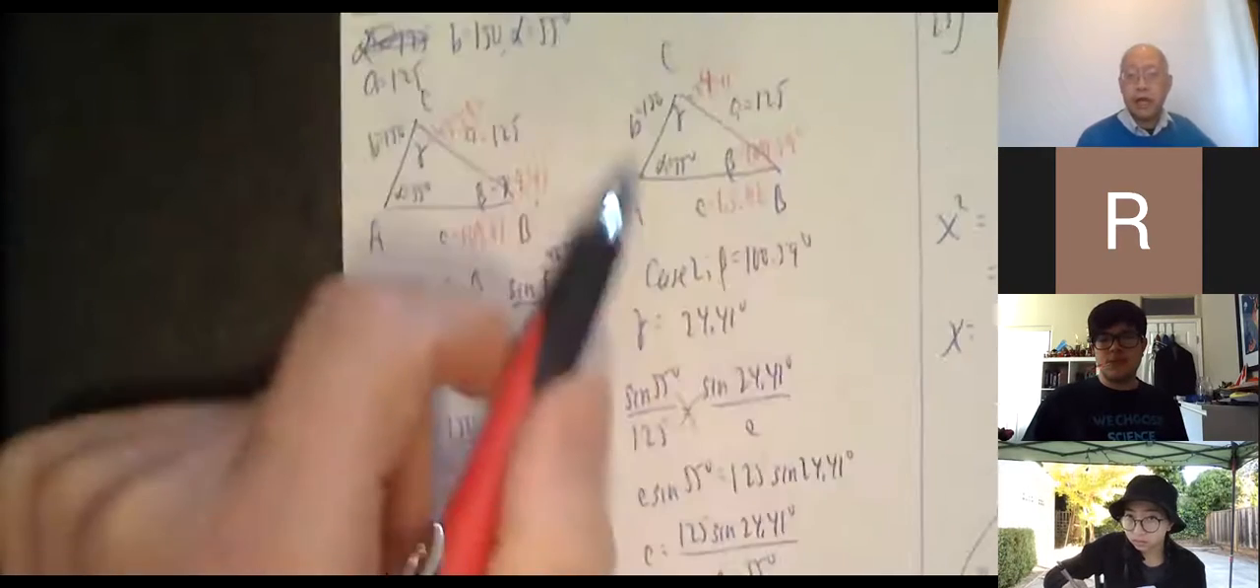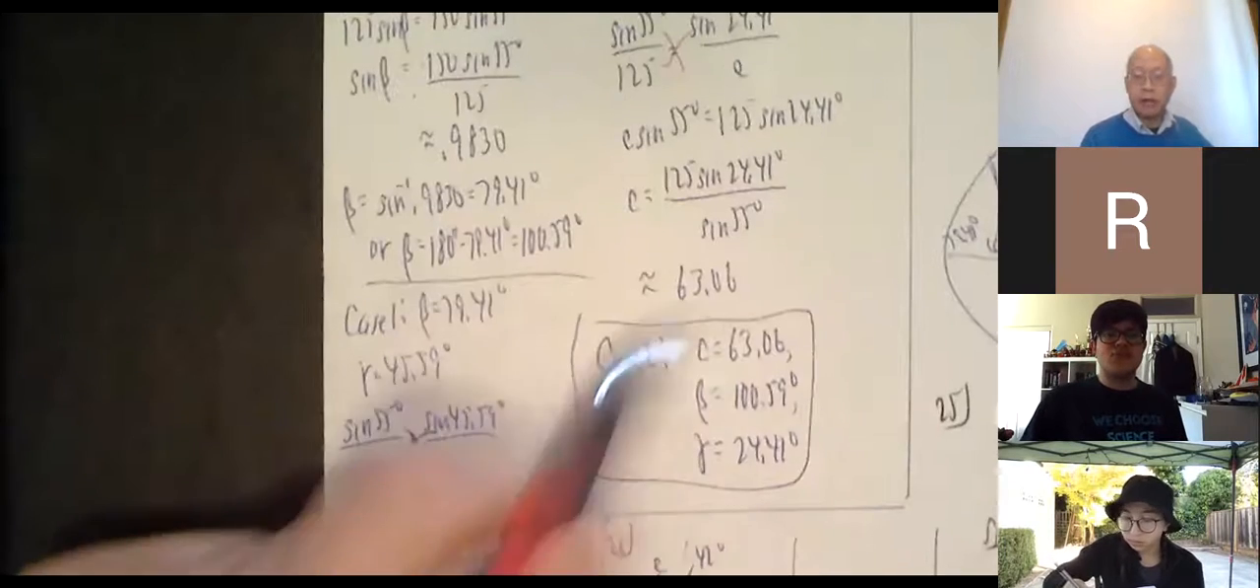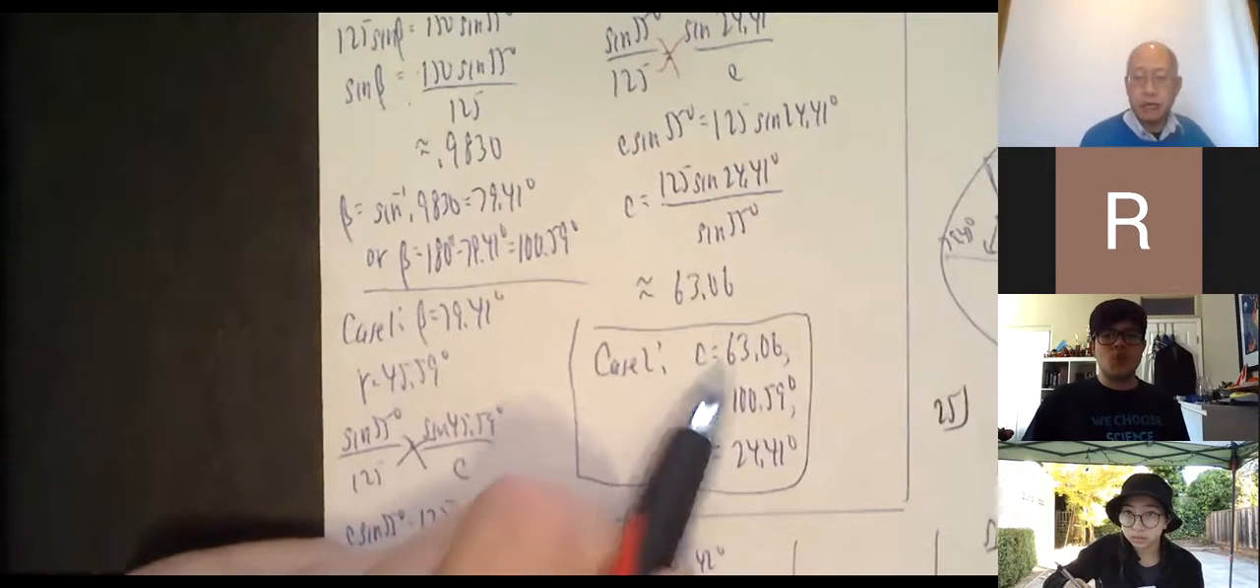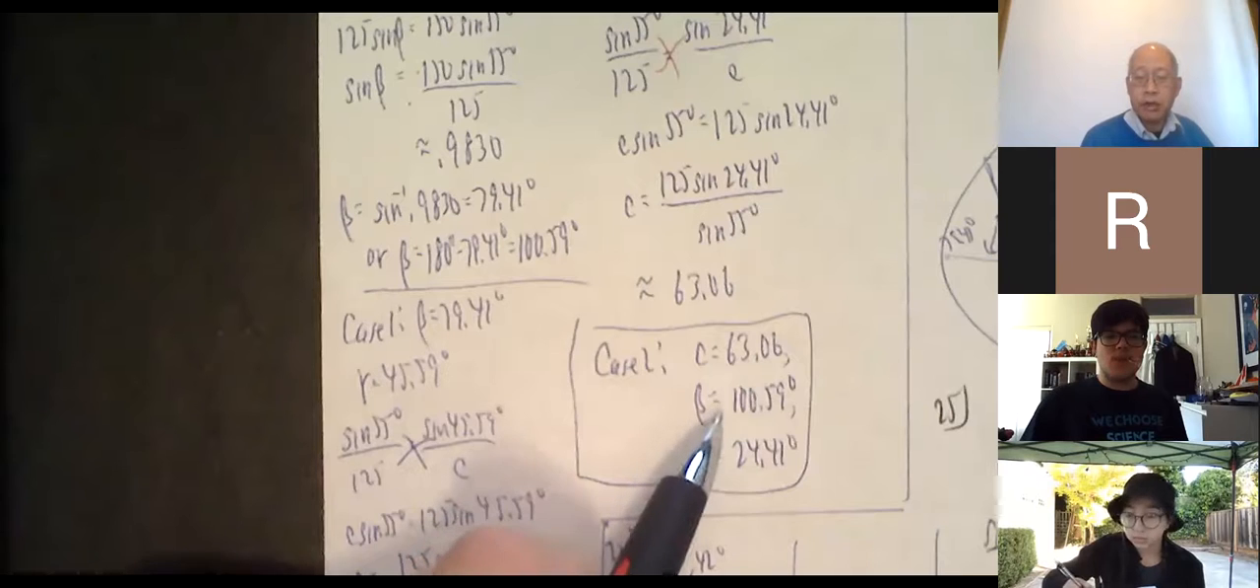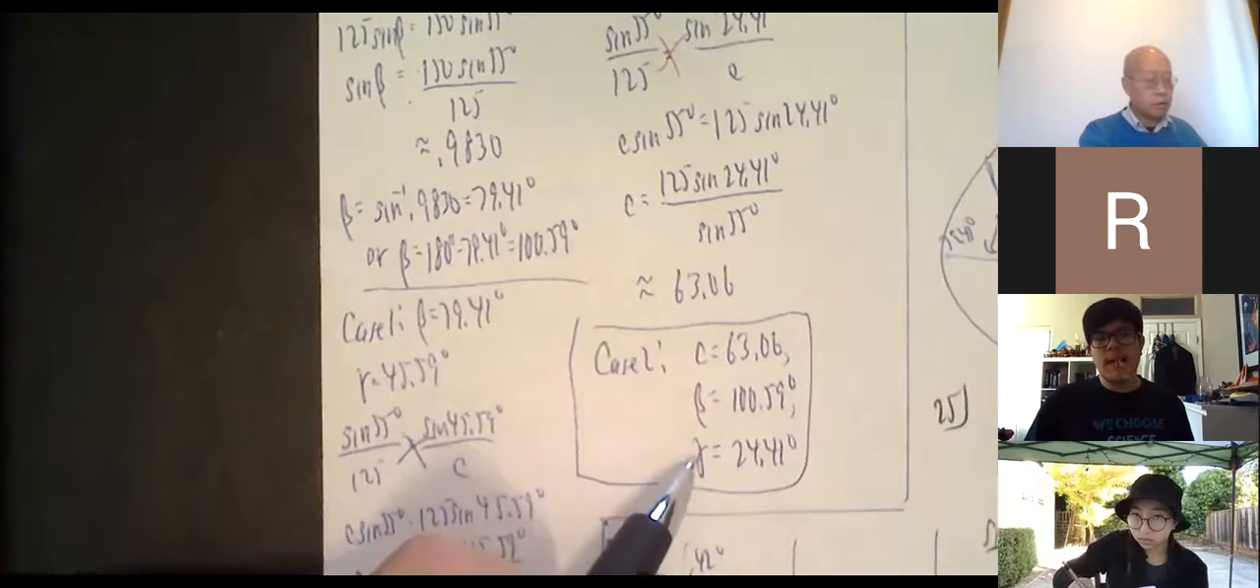And there we go. So again, I haven't read the new stuff, so just categorize it right here. So C is 63.06, beta is 100.59 degrees, and gamma is 24.41 degrees. Okay, so there are two cases for this particular problem, as you can see. So definitely a lot more work.